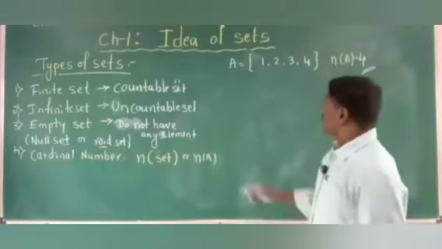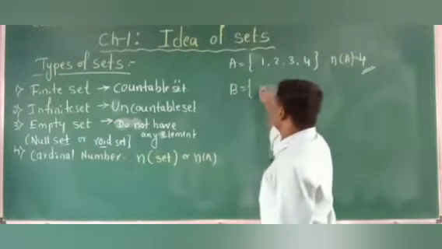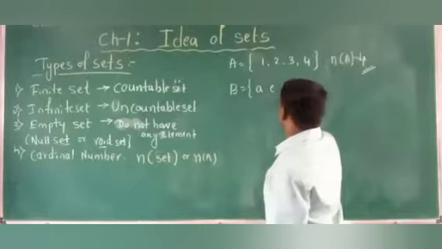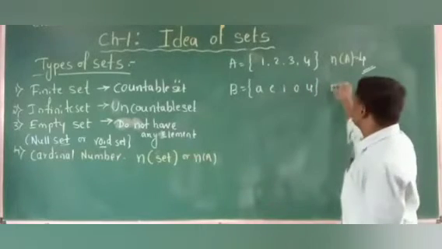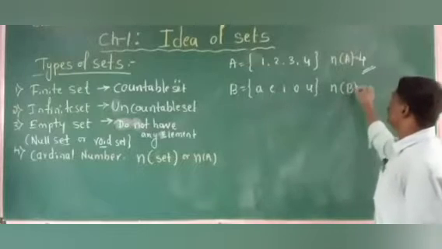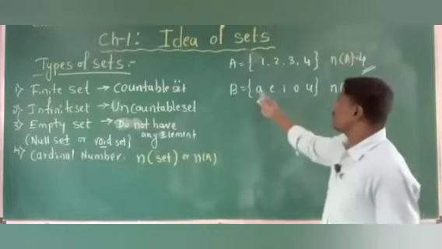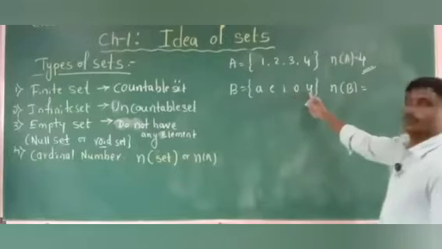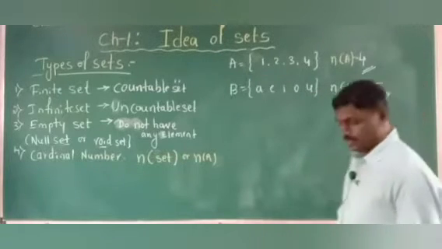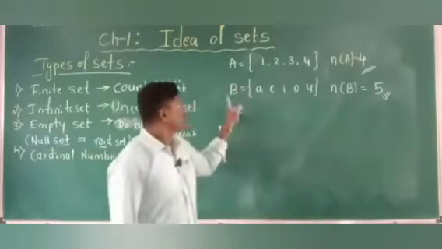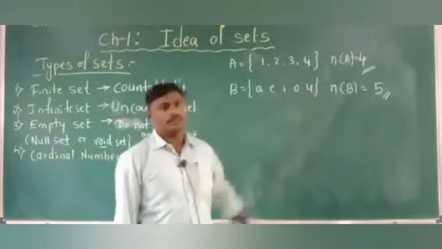Okay. Next one, set B, A, E, I, O, U. What is the cardinal number of set B here? How many elements are there in set B? 1, 2, 3, 4, 5. 5 elements are there, no? So the cardinal number of set B is 5.